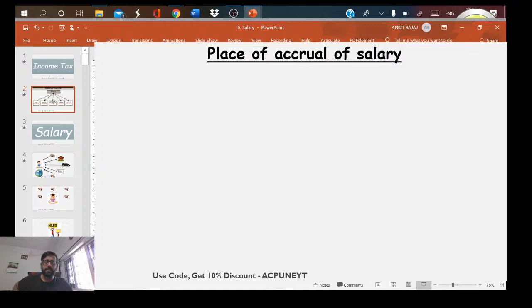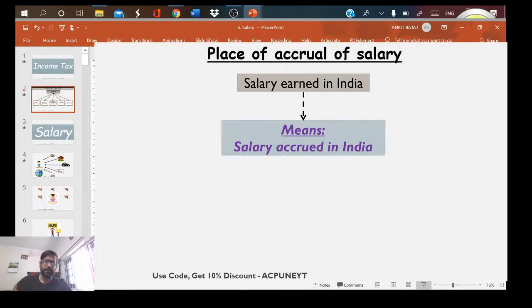Okay, so the next concept is place of accrual of salary. If salary is earned in India, that will be taxable in India. Is it clear? So what is salary earned in India?